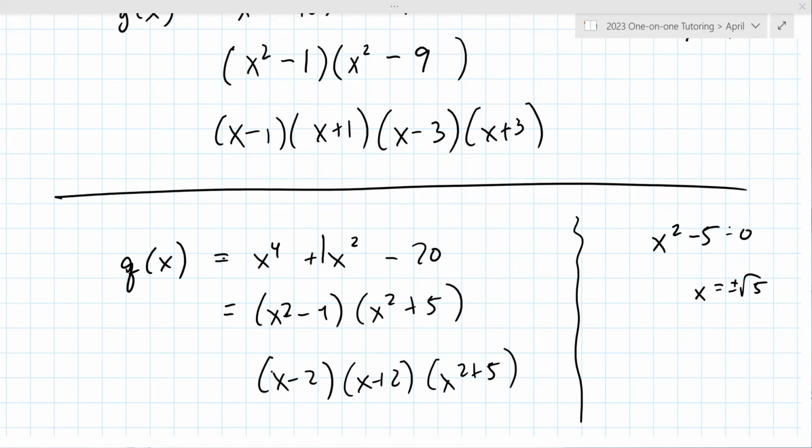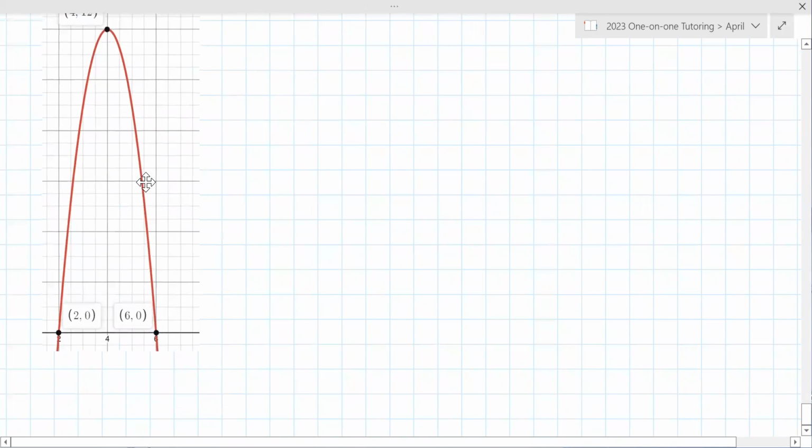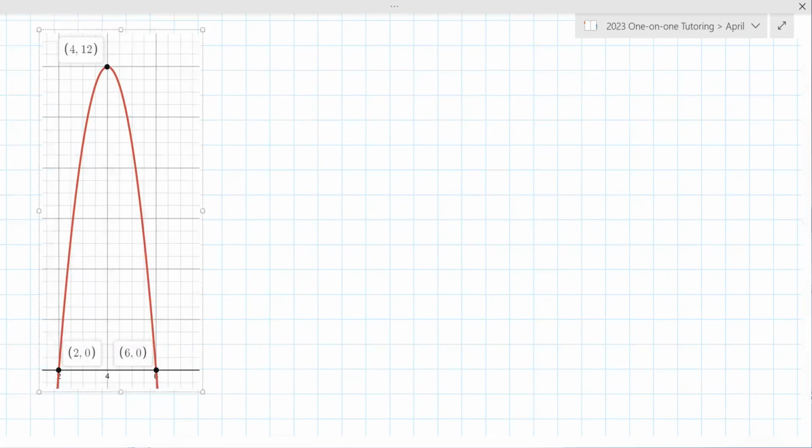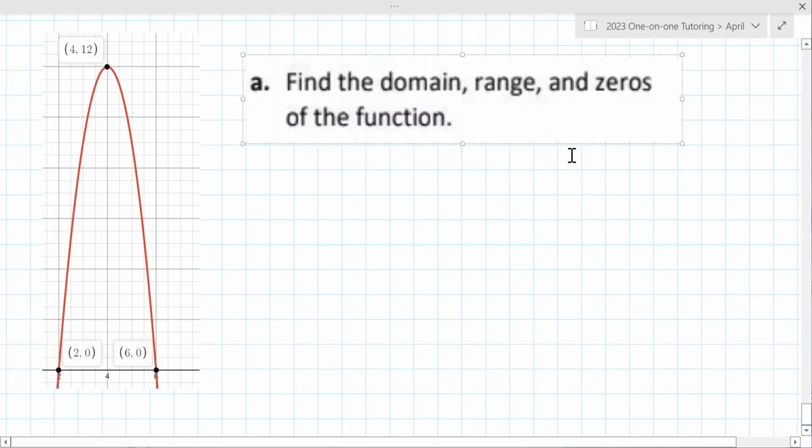This is kind of like that graphing problem where they gave you the graph and then we asked a bunch of parts to it. So I'm getting the snip here ready. Okay. There it is. All right, there we go. So here's the graph, 2 intercepts. There's the vertex. The first question that you were asked here is to find the domain, range, and zeros of the function like this. So happy to help here, but let me know what you think.